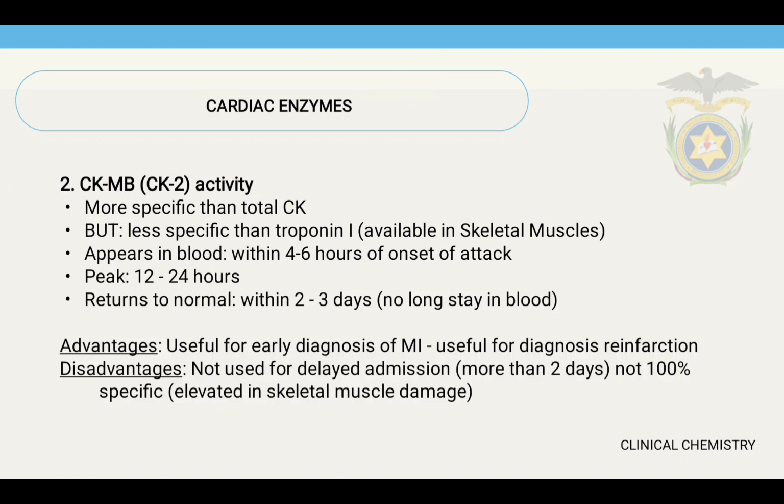Next is the CKMB or your CK2 activity. It's more specific than your total CK, however, it's still less specific than your troponin I because, as mentioned earlier, CKMB is found in your skeletal muscles. It appears in blood within 4 to 6 hours of the onset of the attack and peaks at around 12 to 24 hours, returning to normal within 2 to 3 days. One advantage is that it's useful for the early diagnosis of a myocardial infarction, as well as for the diagnosis of reinfarction. However, it's not used in delayed admission, those taking place more than 2 days, and it's not 100% specific, as it is also elevated in skeletal muscle damage.